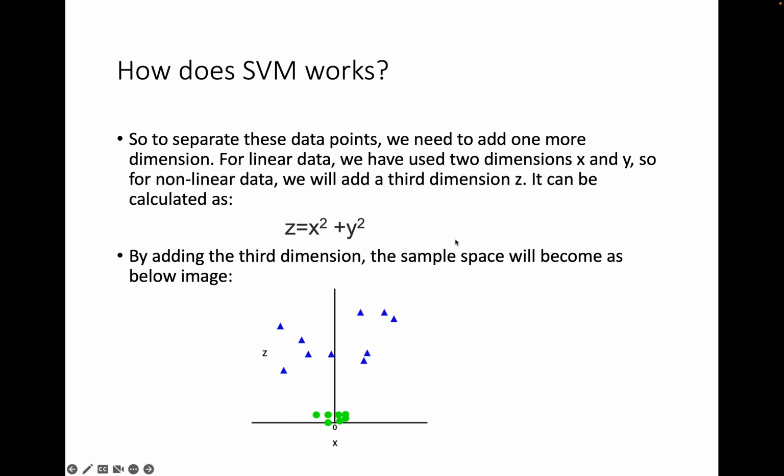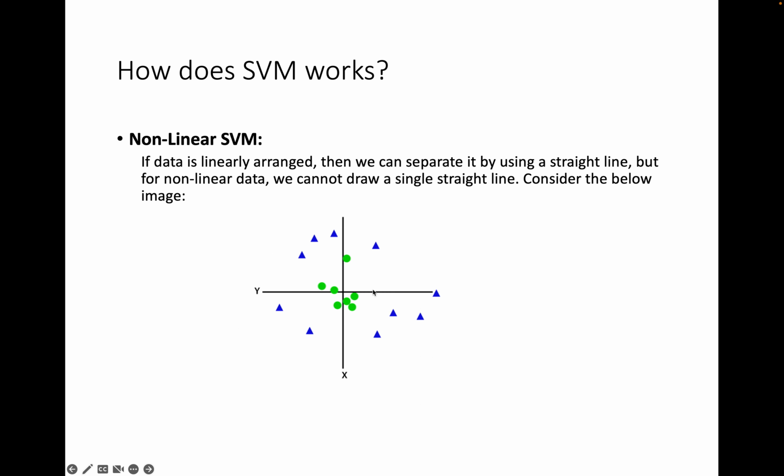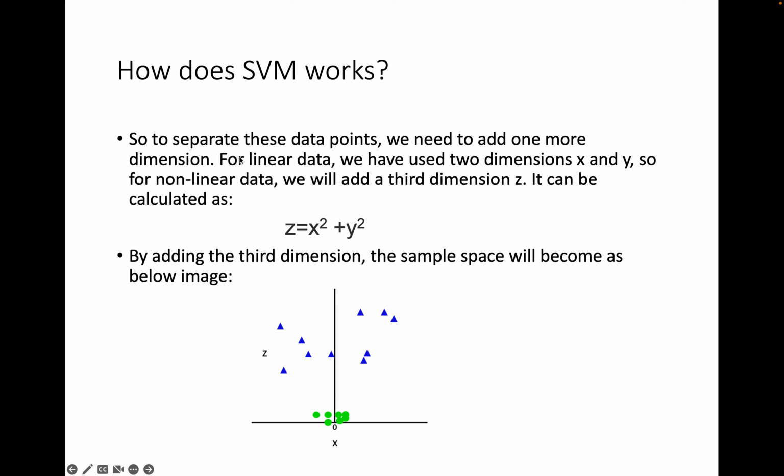So to separate these data points, we need to add one more dimension. See, this is where third dimensionality comes in. So dimensionality डाल दो. For linear data, we have used two-dimensional x and y. So for non-linear data, we will add a third dimension z. It can be calculated as z equals x square plus y square. By adding the third dimension, the sample space will become below image.